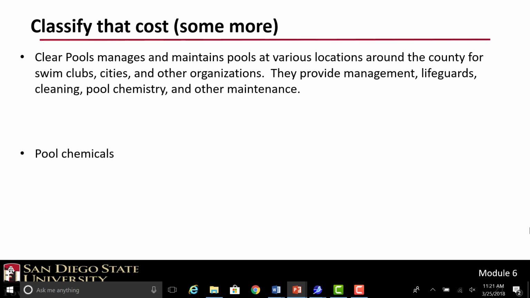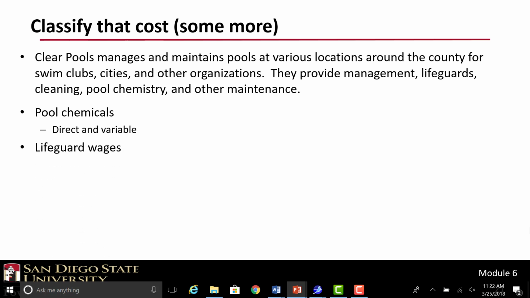Okay, so first, pool chemicals. So pool chemicals seem to be pretty clearly directly associated with the service that Clear Pools provides. And probably the more pools they serve, the more chemicals they have to use. So that's direct and variable. Now, if the pool chemicals are fairly low in cost and there's an indiscriminate amount used, so it's more of an estimation method than an exact method, then you might call that an indirect cost.